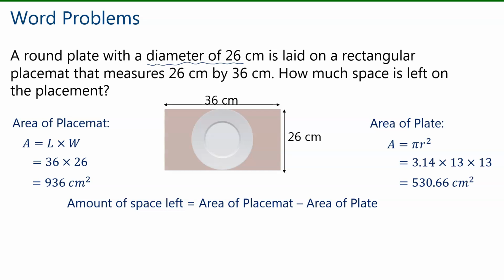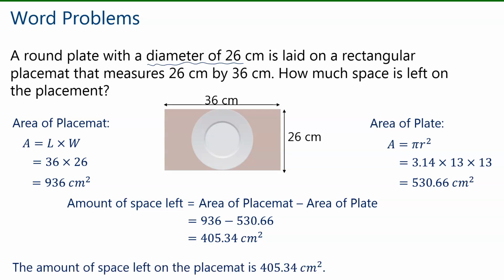530.66 square centimeters. So now I'm going to subtract the two areas. When I subtract them, I get 405.34 square centimeters. So that's the amount of space left on the placemat.